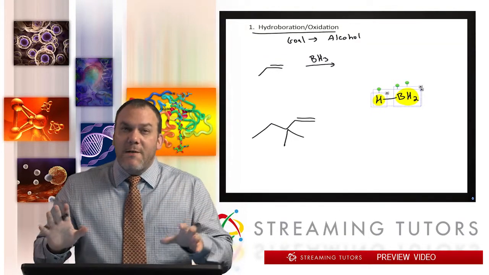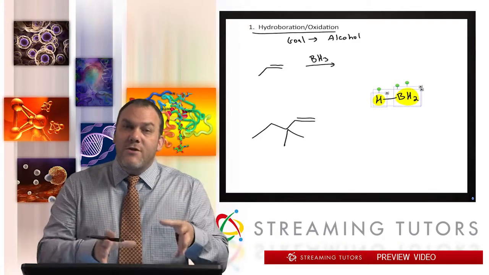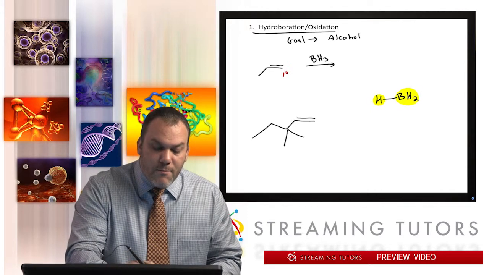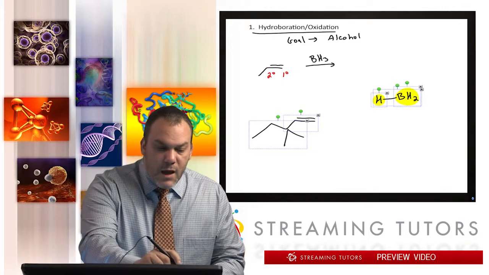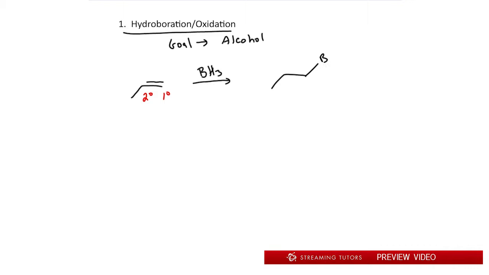So the first step is where the BH2 goes onto the low degree carbon and the H goes onto the high degree carbon. So over here there's a primary and a secondary, right? So let me just delete this. So we have a primary and a secondary. The BH2 adds on here, and the H adds there.